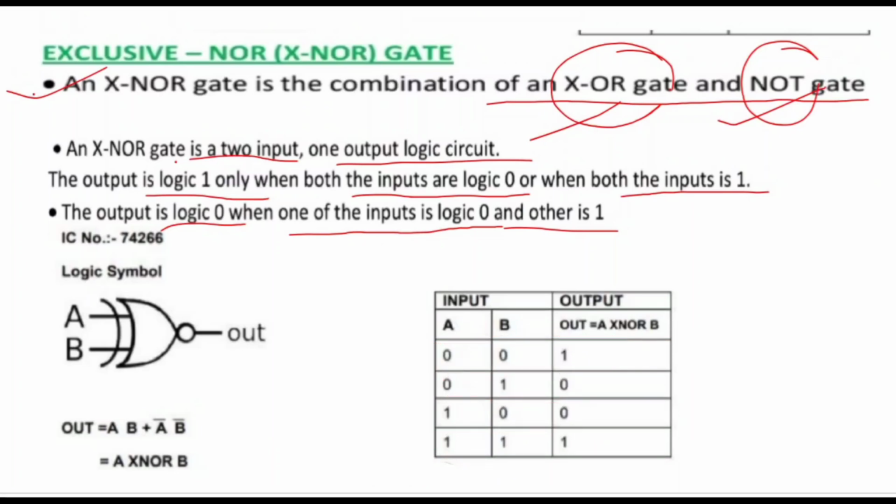What we learn is that when both inputs are the same, the output is 1. A is 1, B is 1, the output of the XNOR gate is 1. A is 0, B is 1, the output is 0 because the inputs are different. A is 1, B is 0, the output is 0. A is 1, B is 1, the output is 1.